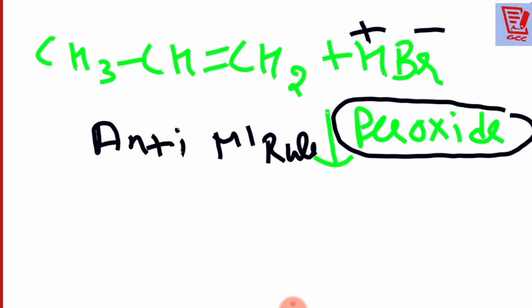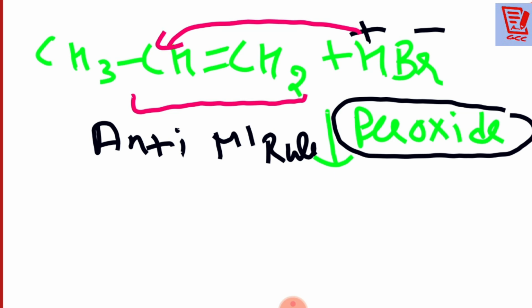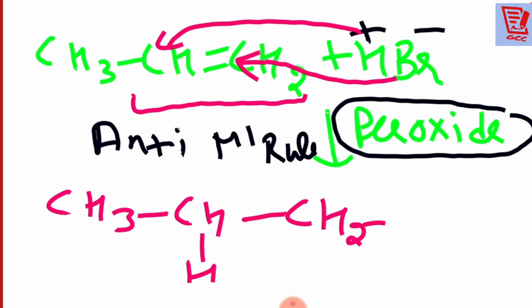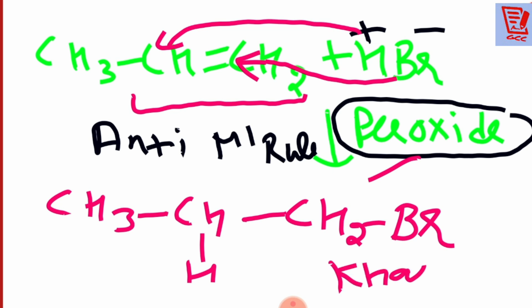Here the positive part will go to that carbon atom of the carbon-carbon double bond which contains less hydrogen, and the negative part will go to this carbon. Is that clear? Yes or no? Remember, this is the anti-Markovnikov rule because of the peroxide, and this is also called the peroxide effect. So the product is CH3, CH2, single bond CH2Br. And this effect is also called the peroxide effect, or it is also called the Kharasch effect. What do you call it?